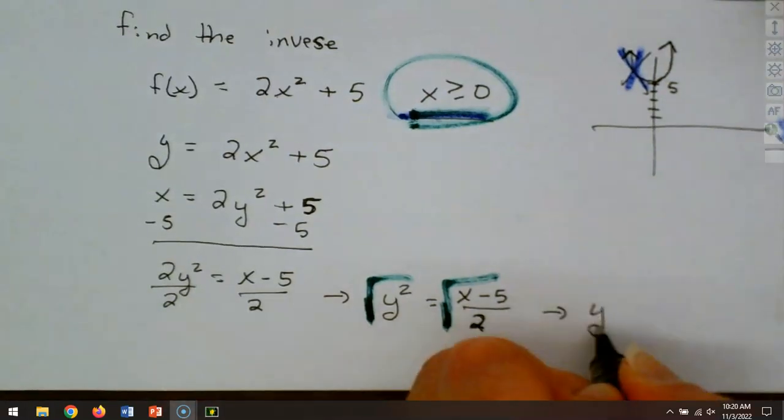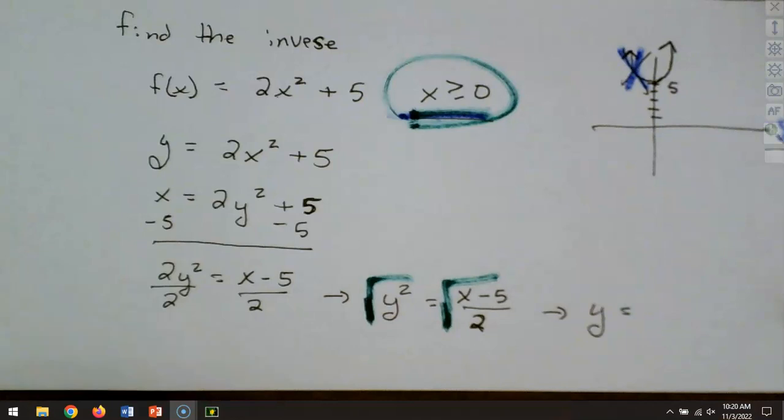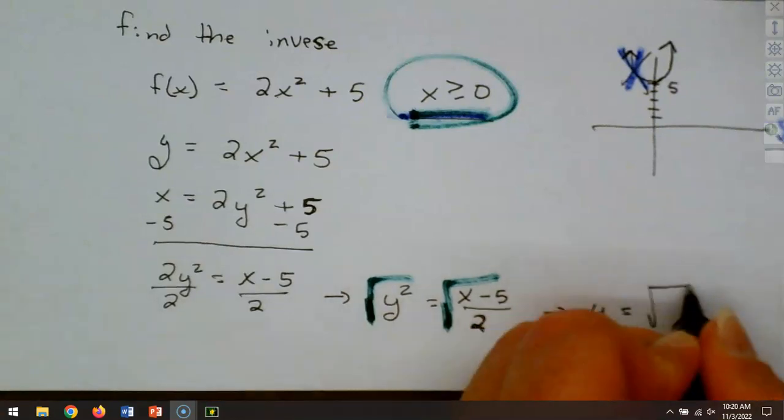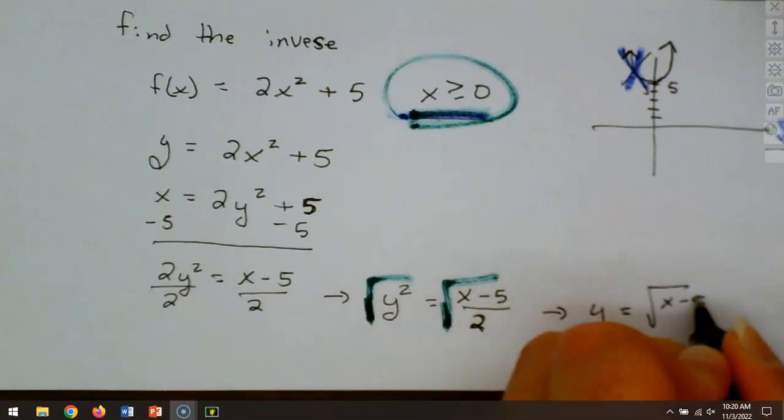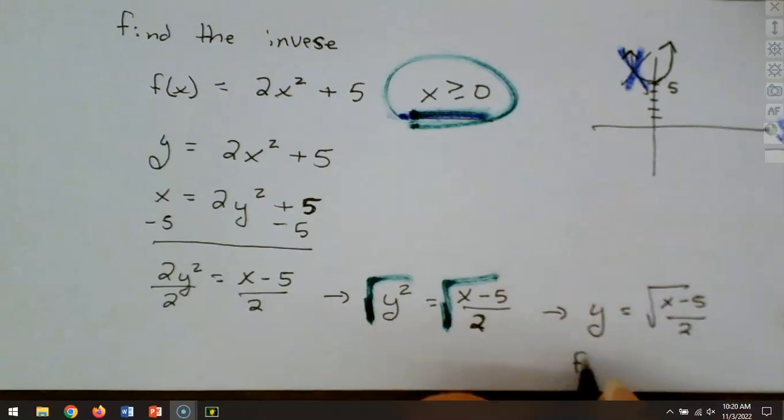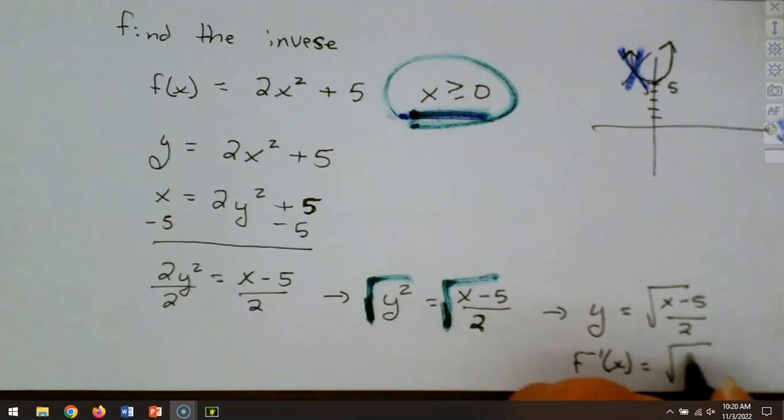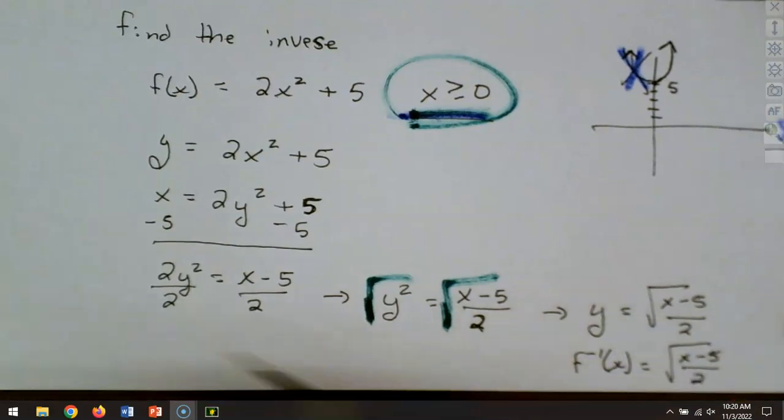So now we just get our answer, which is going to be y equals the square root of (x minus 5) over 2. And that means that f inverse of x is the square root of (x minus 5) over 2.